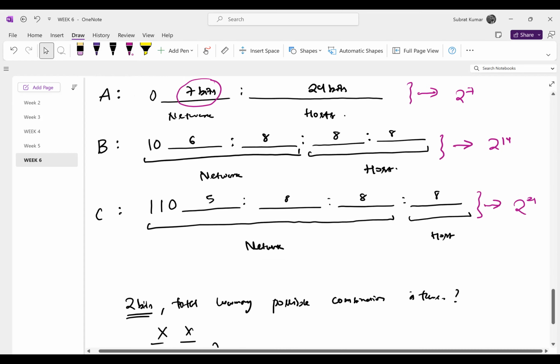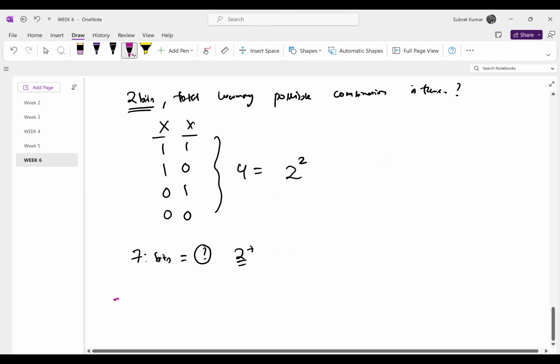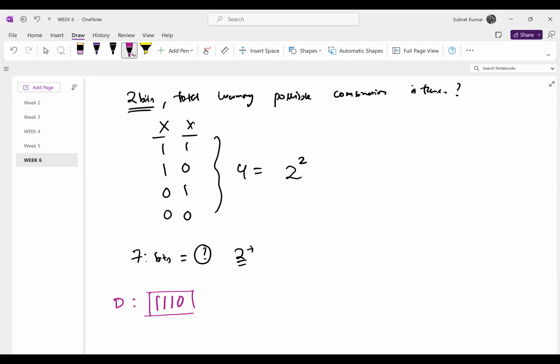Okay. And similarly, if you go to class D, class D starts with 1, 1, 1, 0, and it's not a unicast address. So apart from this, all the others are multicast addresses.